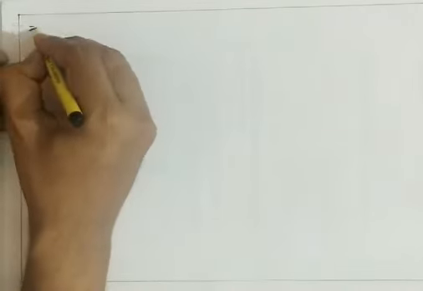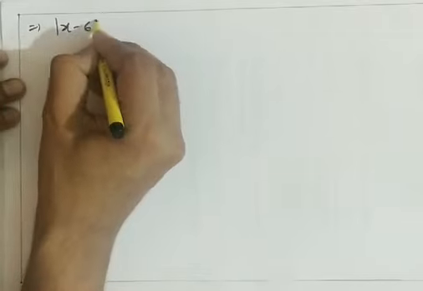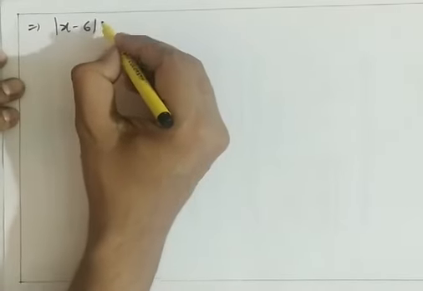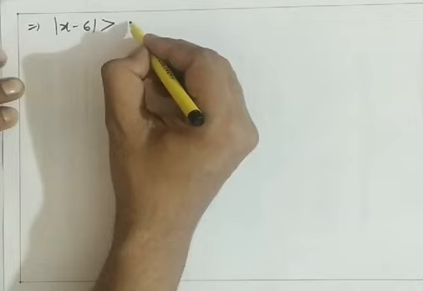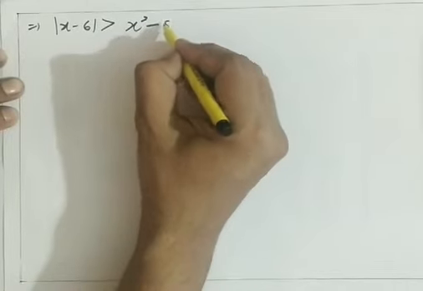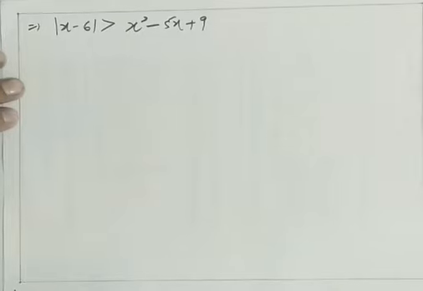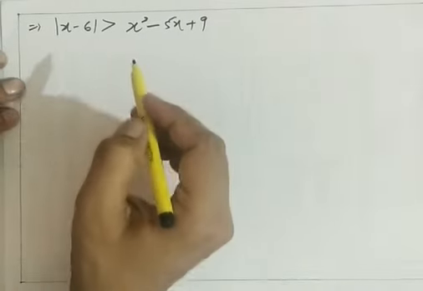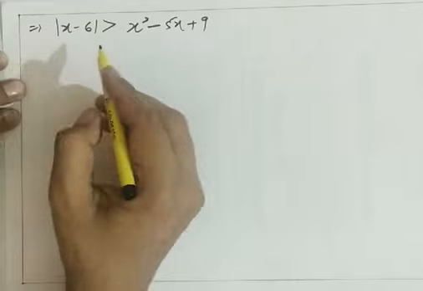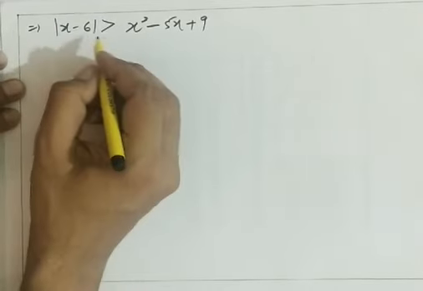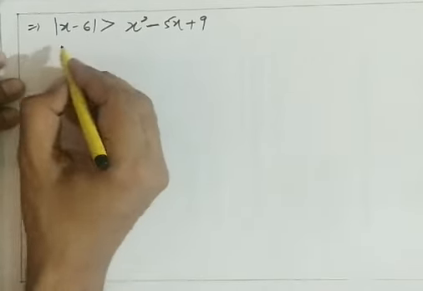The inequality will become mod of x minus 6 is greater than x square minus 5x plus 9. Now you can see initially there were two moduli in this case. Now these two moduli I have reduced into a single modulus only. Now this has become a simple question as we have discussed before also.